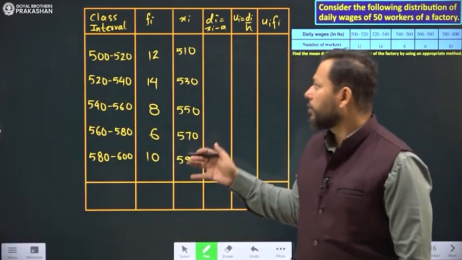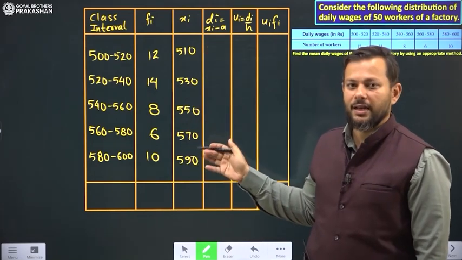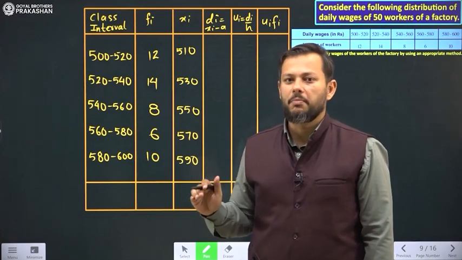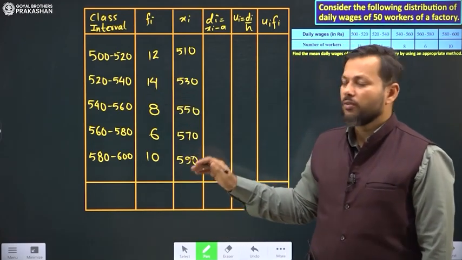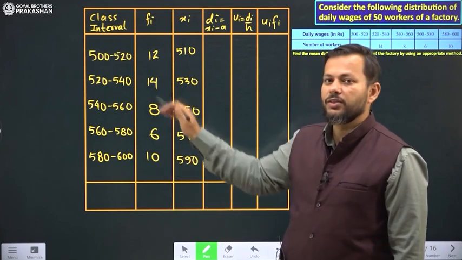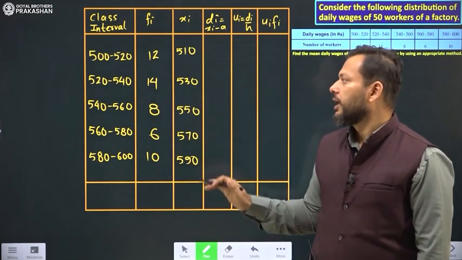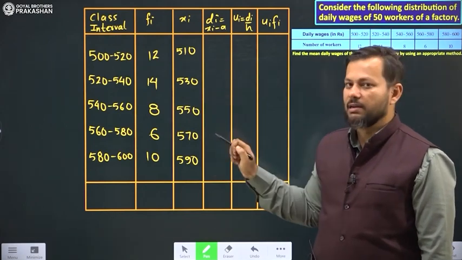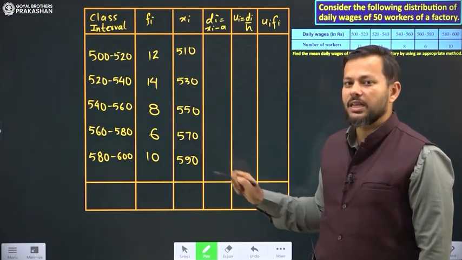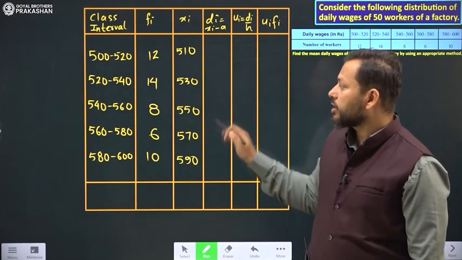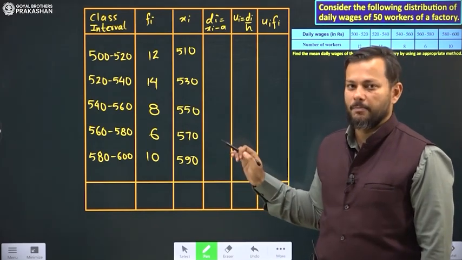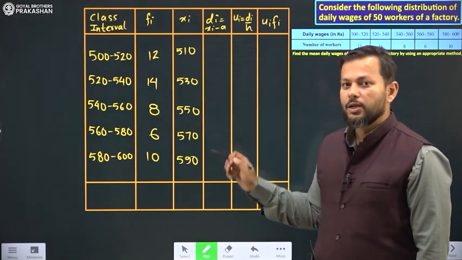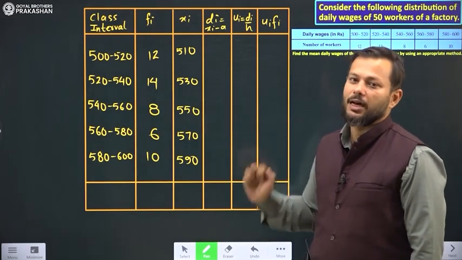We simply have found all the xi by finding the sum of the upper limit and lower limit, and then we divided it by 2 in each class interval. We also have written the frequency of these class intervals in front of it. Now look at all the xi: 510, 530, 550, 570, 590. So there are in total 5 xi's over here. That means the central value is 550. So we will take this 550 as the assumed mean.